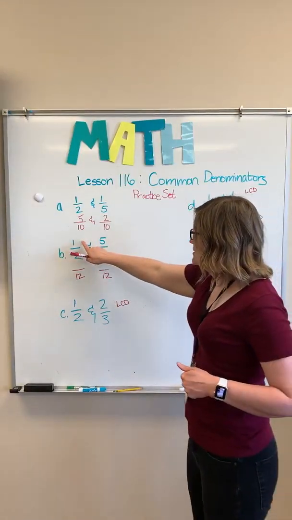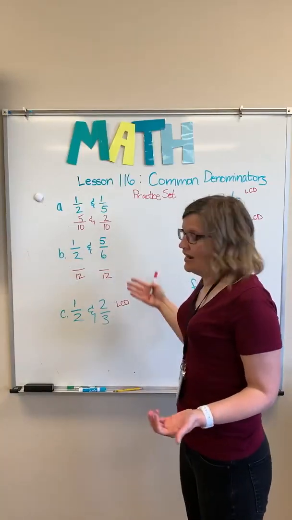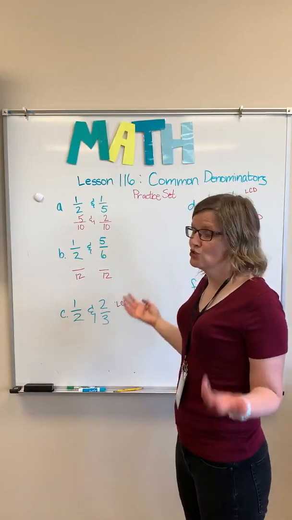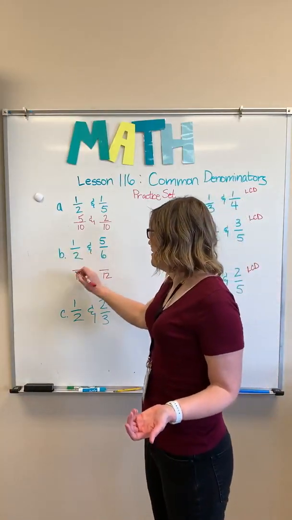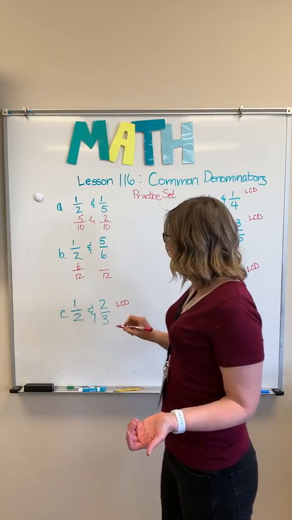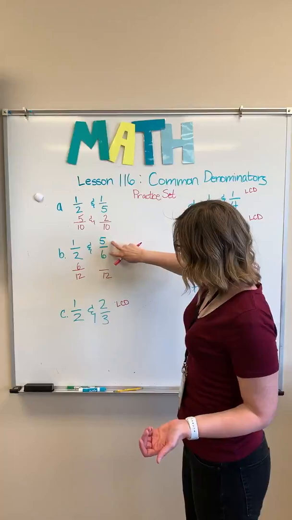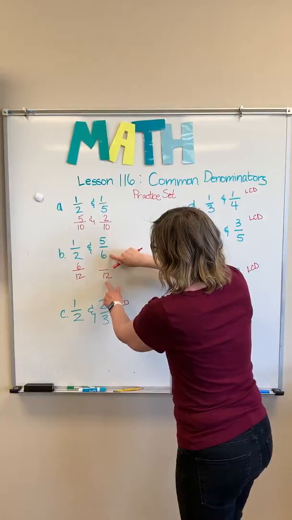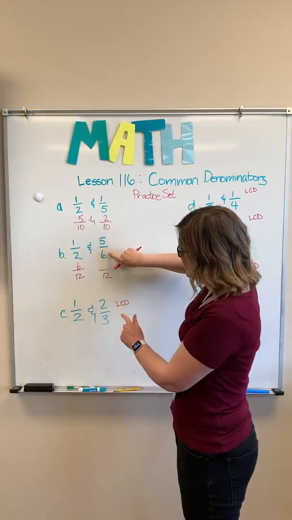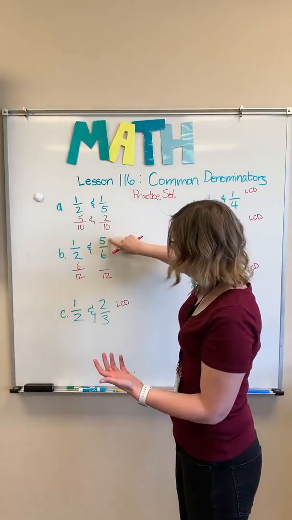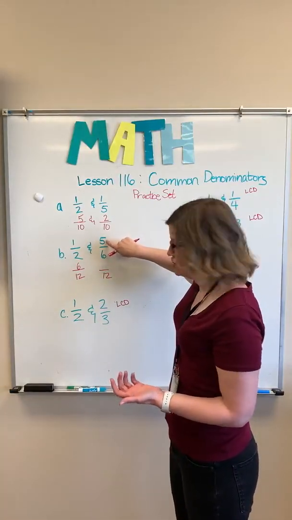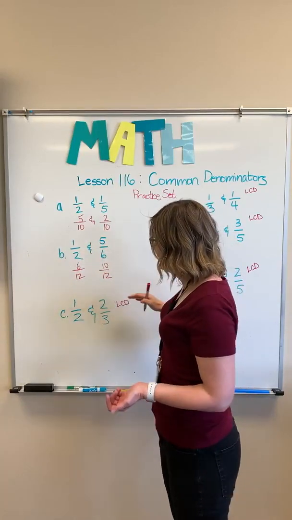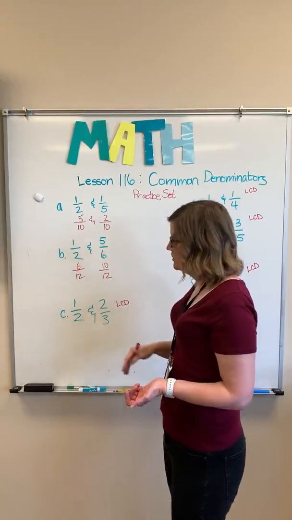Our next one, they say 1/2 and 5/6. In the book, they want us to have a common denominator of 12. So I know that 1/2 is 6/12. Now I need to do 5/6. If I multiply 6 by 2, it's going to give me my denominator of 12. So if I do that on the bottom, I have to do it on the top. So 5 times 2 is 10. And here are our common denominators between these two fractions.